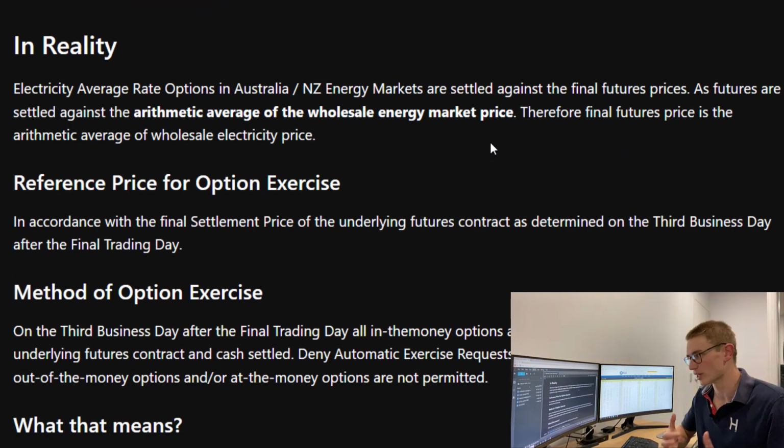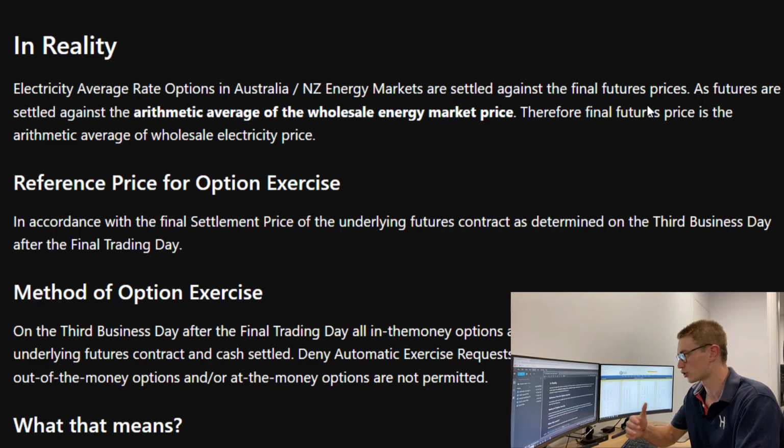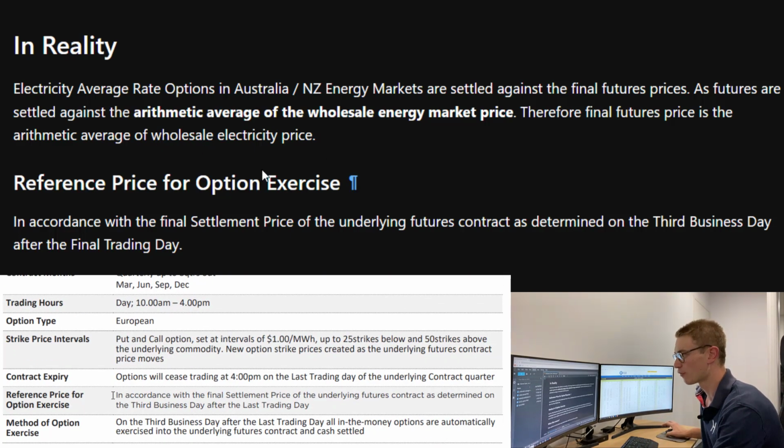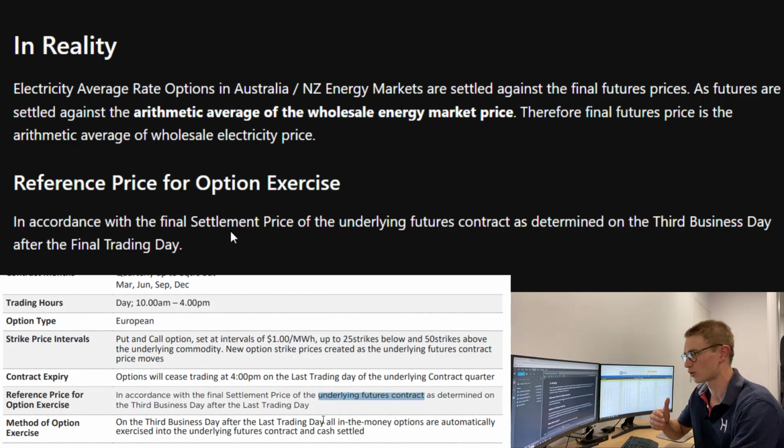Now, in reality, it's really important, like I said, that electricity average rate options in Australia and the New Zealand markets are actually settled against the final futures prices. So as futures are settled against the arithmetic average of the wholesale energy market price, the final futures price, as you get to the end of the quarter, actually converges on the arithmetic average of the wholesale energy price. What does that mean? Well, that means that the reference price for the Asian style option exercise is actually in accordance with this final settlement price of the underlying futures. And it's determined on the 3rd business day after the final day of trading.